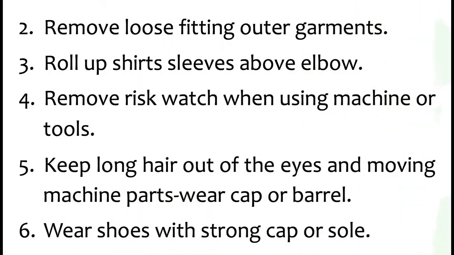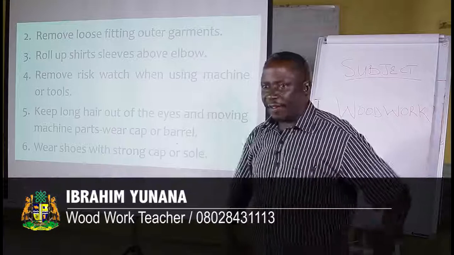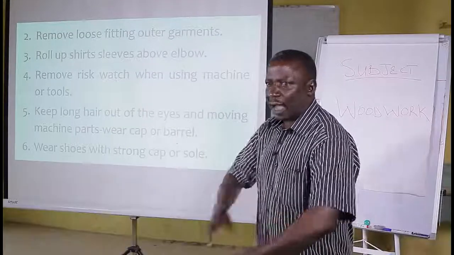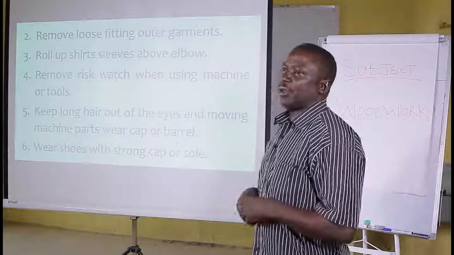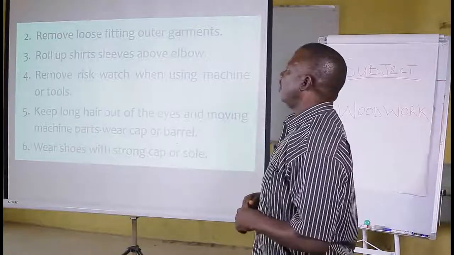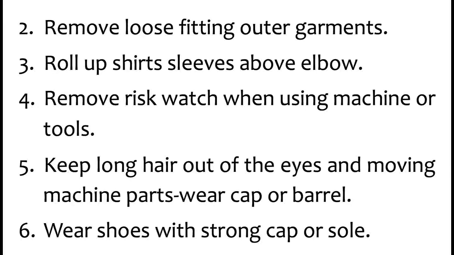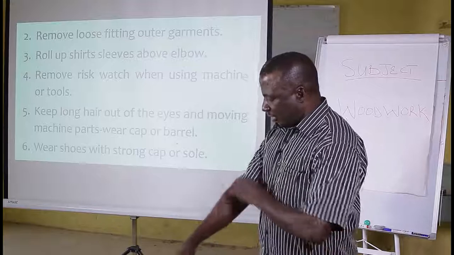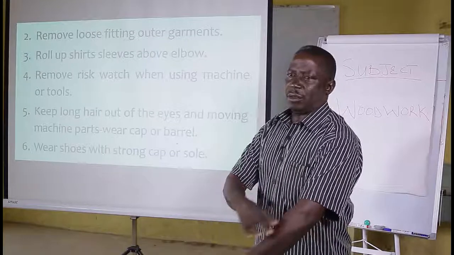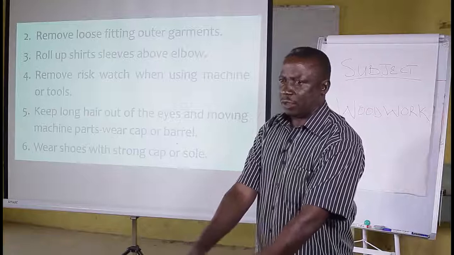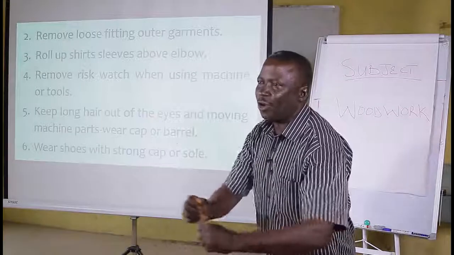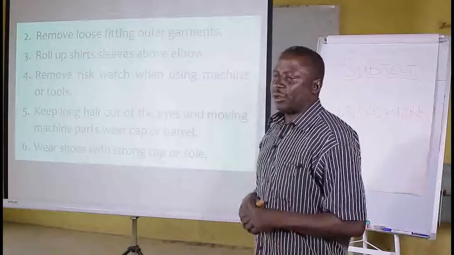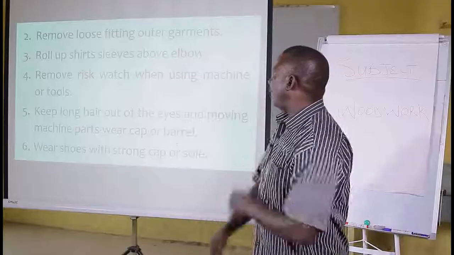The second one, remove loose-fitting outer garments. If you wear clothing that flares and is long, you are to remove it. You're not supposed to use it for working in the shop. The next one is roll up shirt sleeves above the elbow. In case you have shirts that are a little bit below the elbows, you are to roll them up so that they will not get hooked at the point of performing operations in the workshop.